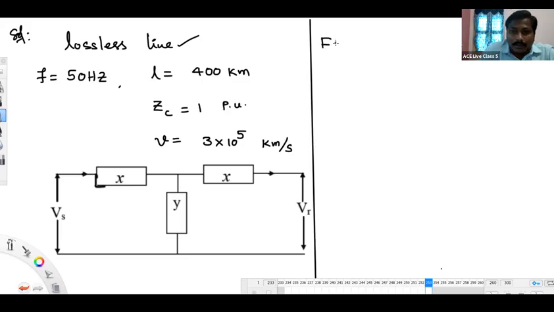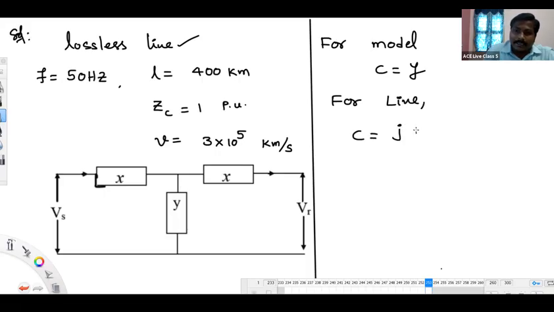For the model, C is equal to Y. For the line, C is equal to j(1/ZC) sin β L. What is ZC? ZC is 1. Length is 400. What is beta? Beta is nothing but the phase constant.